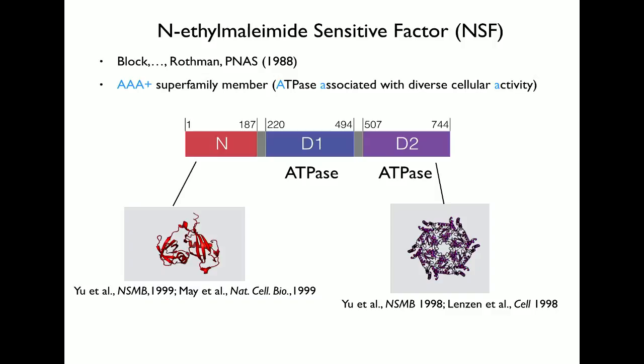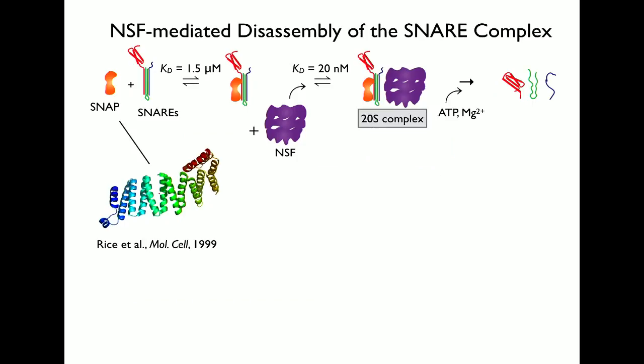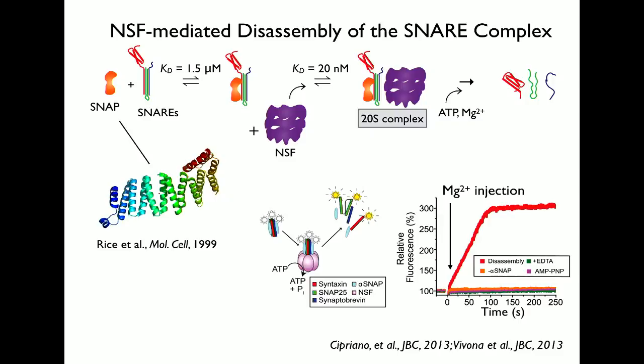Before I do that, let me say a few more words about the actual process itself. What NSF requires is another factor called SNAP. This is essentially an adapter protein that forms an intermediate complex with a SNARE complex, which in turn interacts with NSF. And this super complex, SNAREs, SNAPs, and NSF, is called the 20S complex. Upon ATP hydrolysis, this machine disassembles the SNARE complex. And biochemically, you can beautifully show that. This is one particular assay that we used, and there are other assays also.